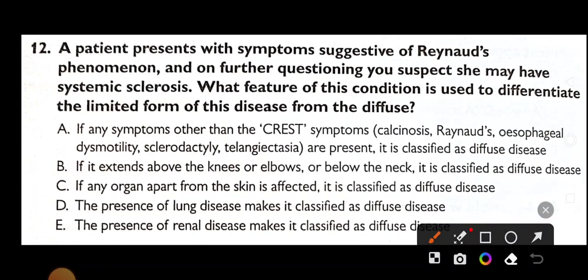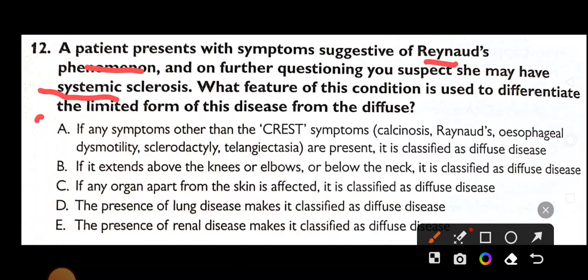A patient presents with symptoms suggestive of Raynaud's phenomenon, and on further questioning you suspect she may have systemic sclerosis. What feature of this condition is used to differentiate the limited from the diffuse disease? So which feature differentiates limited or diffuse systemic sclerosis?